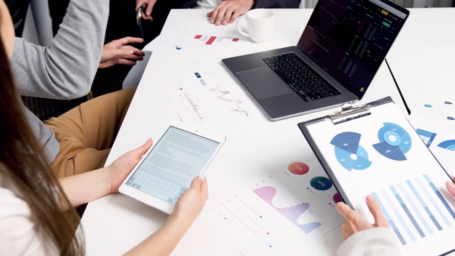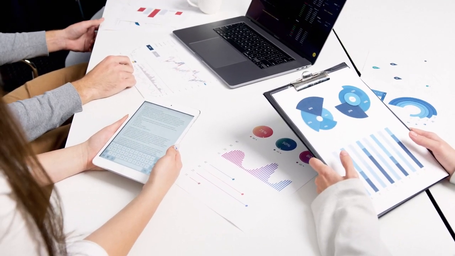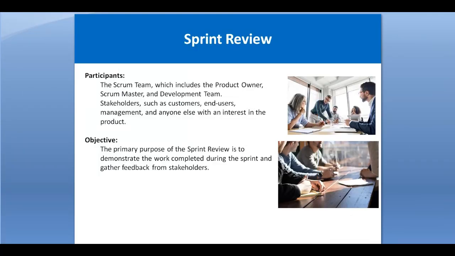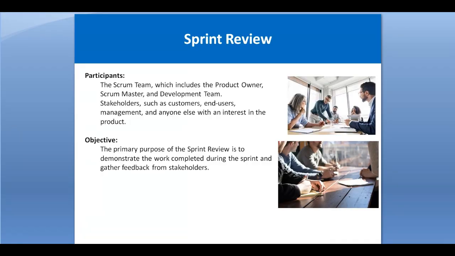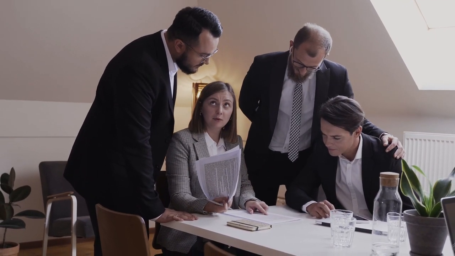Frequency means after every sprint, and timing is generally 4 hours for a 1 month sprint. Participants: the Scrum team, including for example the development team, software developers and designers. The product owner is another very important role. The stakeholders, the Scrum master, all those important persons, including customers and user management, and anyone else with an interest in the product will participate in this sprint review meeting.